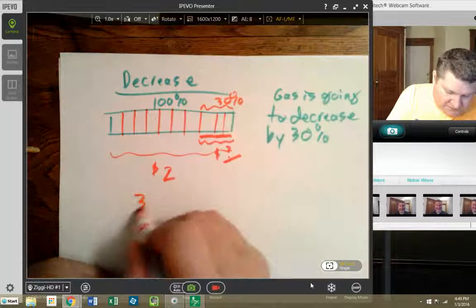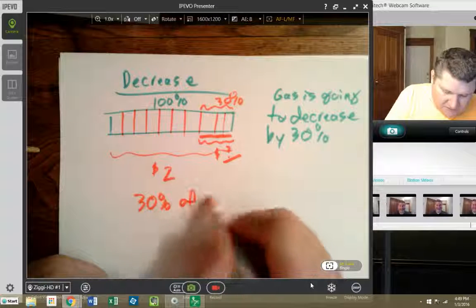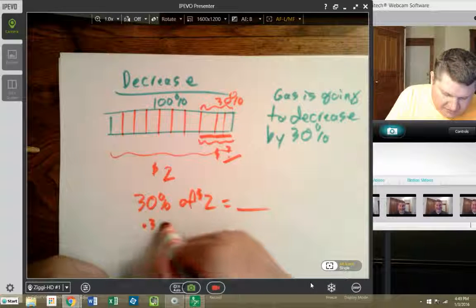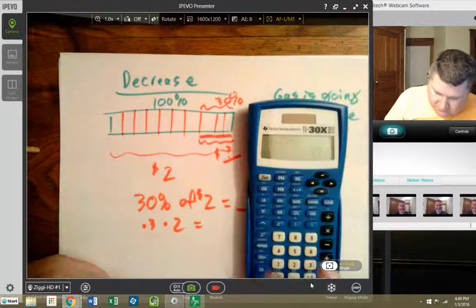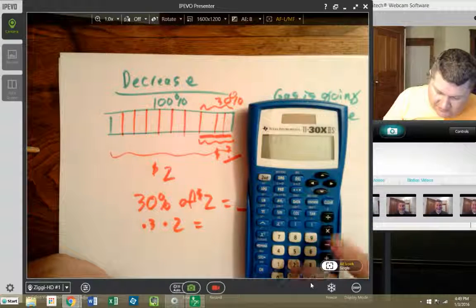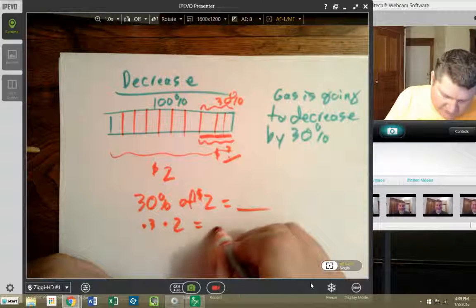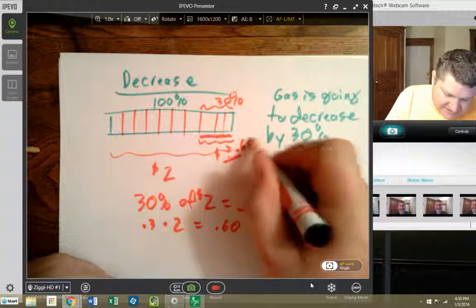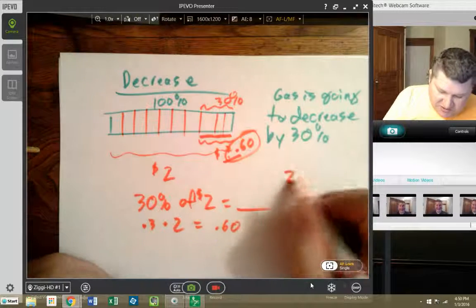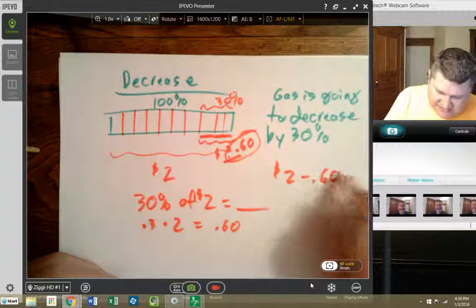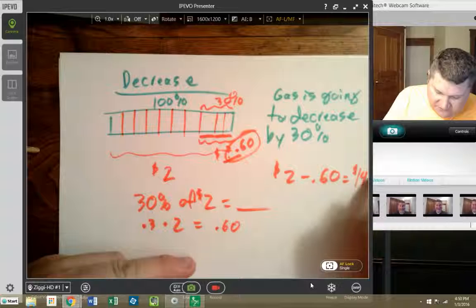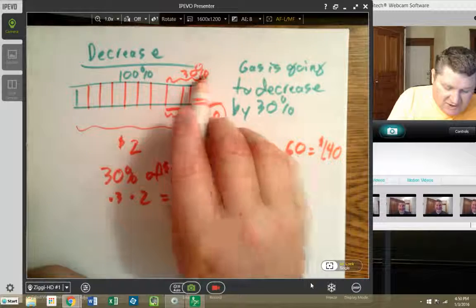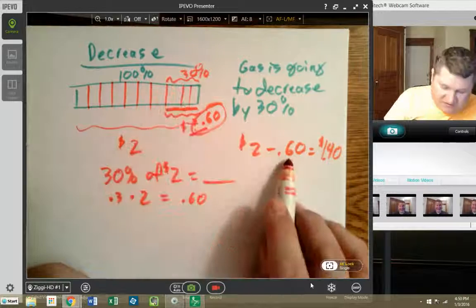So let's figure out what is 30% of $2. And so I say 0.3 times $2. 0.3 times $2 is 60 cents, 0.60. So I take $2 minus 60 cents, and the answer is $1.40. There you go, $1.40. Now, again, what I did was I figured out what 30% of it is, then I subtract it from the total.